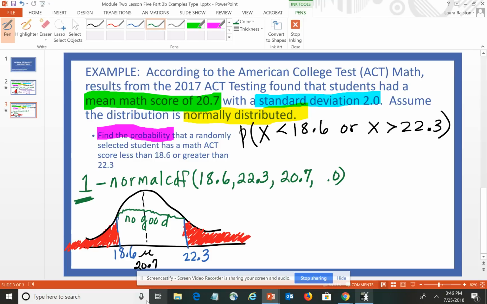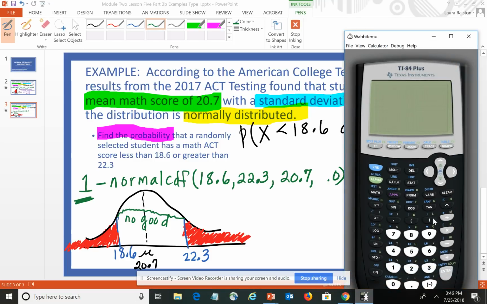Okay, so let's pull up our calculator and I'll show you how to type it in. You can go ahead and type 1 minus, and we're going to take out the piece that we don't want. So we get our command, second vars to get our distribution list, number 2, and we go from 18.6 to 22.3, with a mean of 20.7 and standard deviation of 2, close it up.